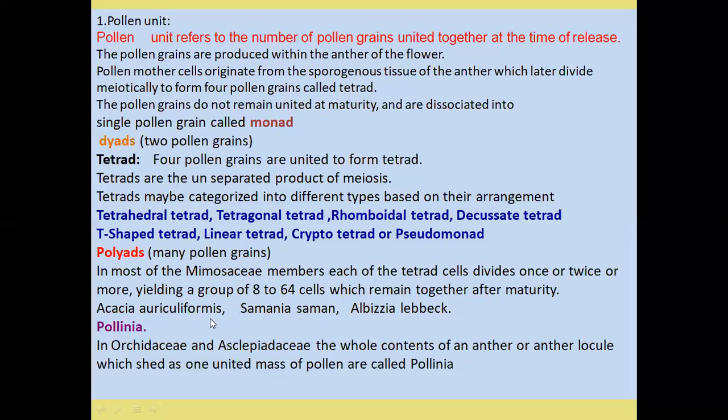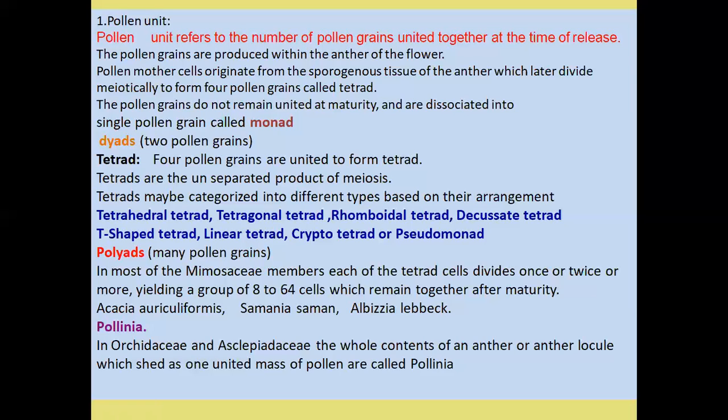For example, Acacia auriculiformis, Samanea saman, Albizia lebbeck. These Mimosaceae members generally release the pollen grains in large numbers, in the range of nearly 8 to 64. For example, in Acacia nilotica, 16 pollen grains are there. In this way, pollen grains are released differently in different species.